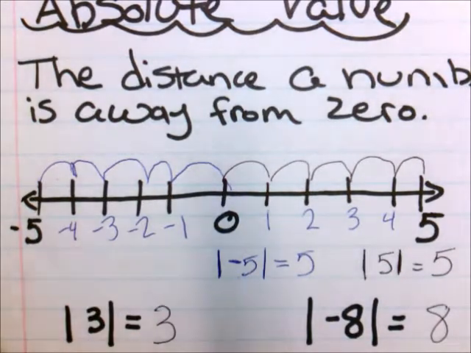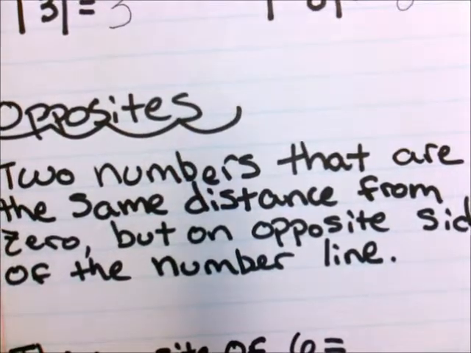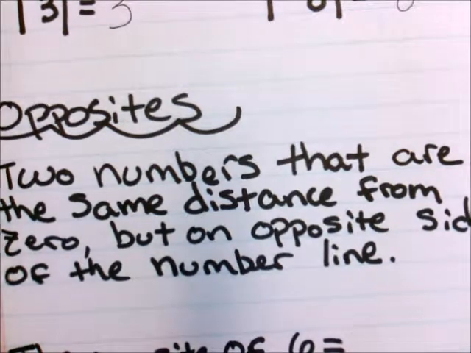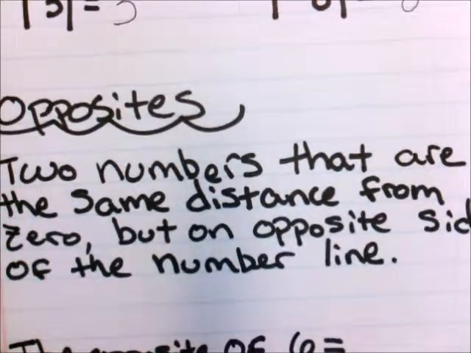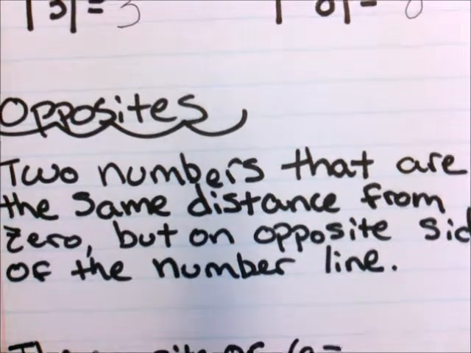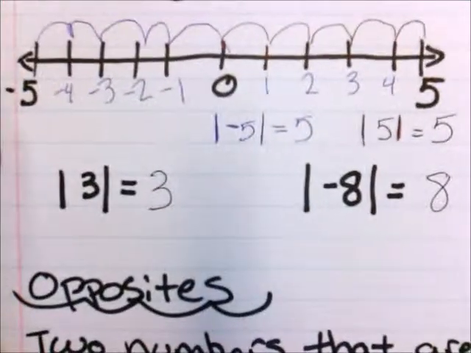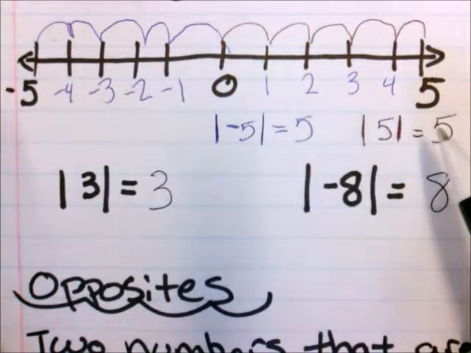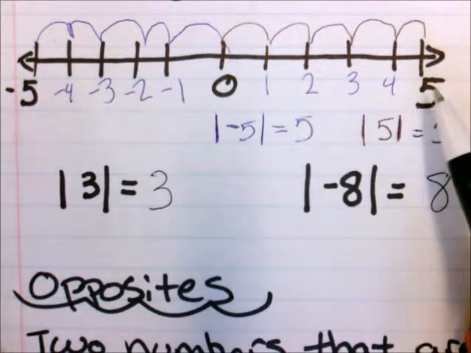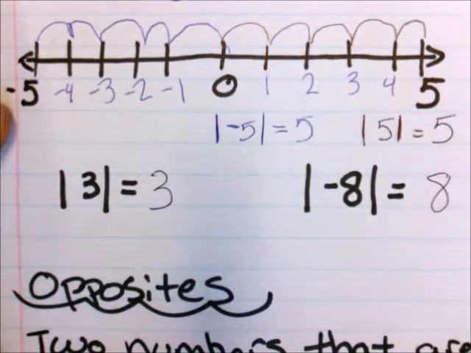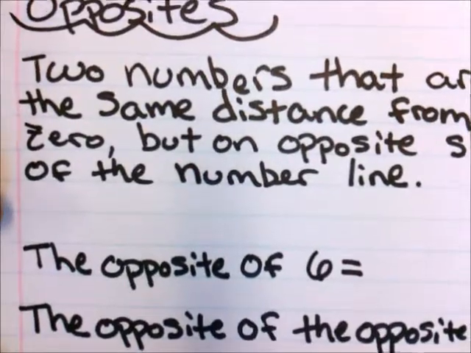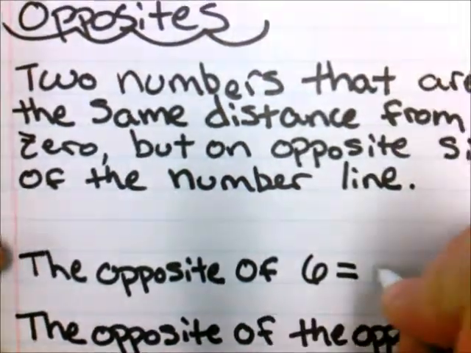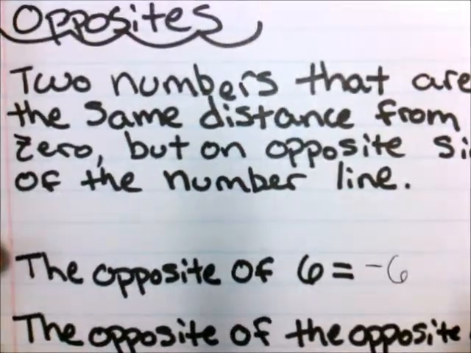Now, we talk about absolute value, and we also talk about opposites. Opposites are two numbers that are the same distance from 0, but on opposite sides of the number line. For example, up here, -5 and +5, they're both the same distance. We learned that. They're both 5 away, but they're on opposite sides. One's a positive, one's a negative. So the opposite of 6 is going to be -6.